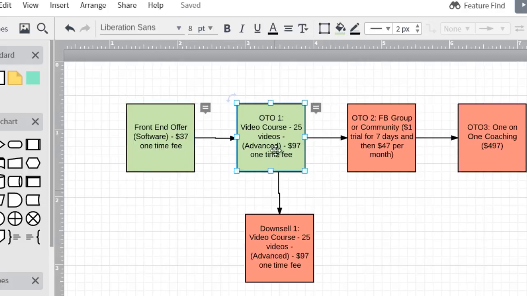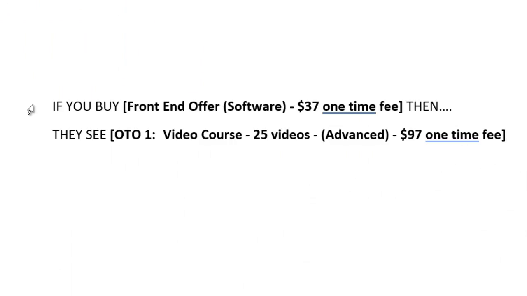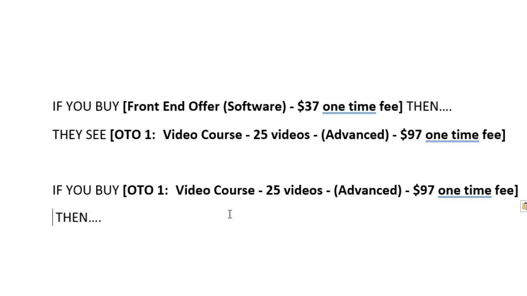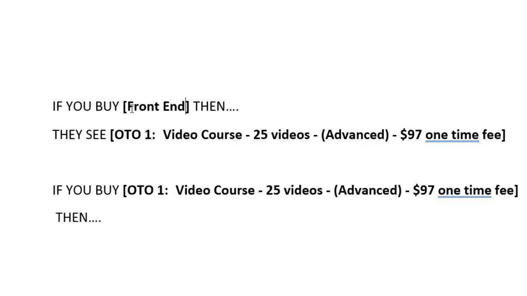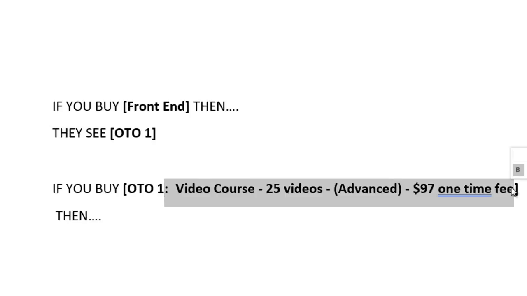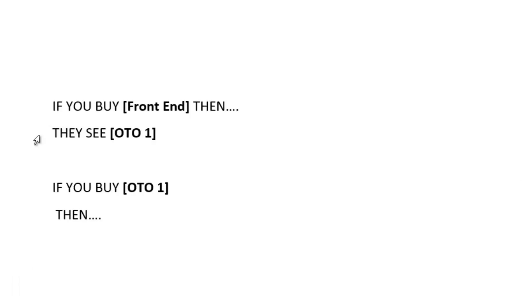So if they buy that, that happens. Okay, so let's start from here. All right, let's start it again, and let's just start a new row. So now we have the one-time offer 1. Let's just copy this here. And you can actually simplify this further if you want. You can just say front end offer. If you buy the front end, then they see the one-time offer 1. If you buy the one-time offer 1, then what happens? Then typically they'll see OTO number 2.